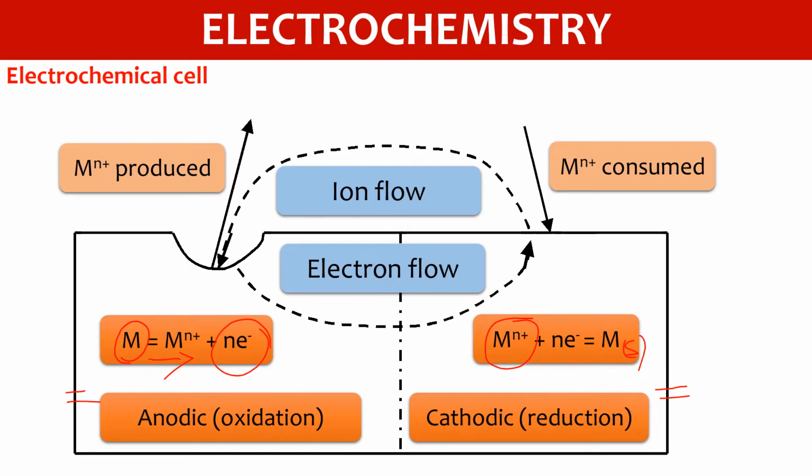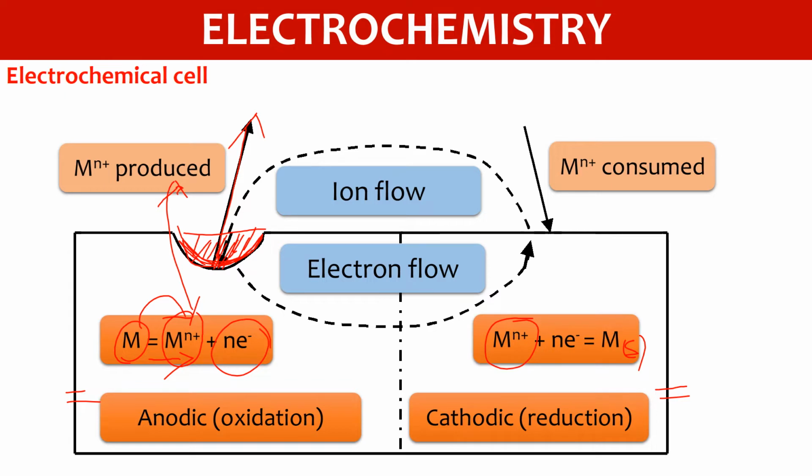So what is happening here? At the anodic side, as you can see, there is production of metal ions. Because there is a mass transfer, you can see there is a change in the morphology, which means that there was something here. So there is a mass transfer of your metal solid to your metal ions, which are produced and get into solution. This is what is happening at the anodic side.